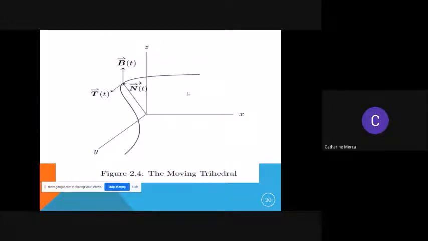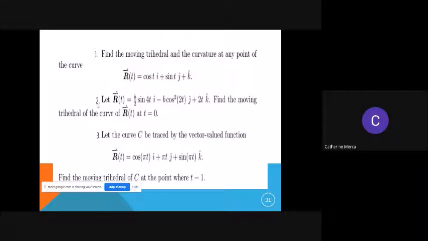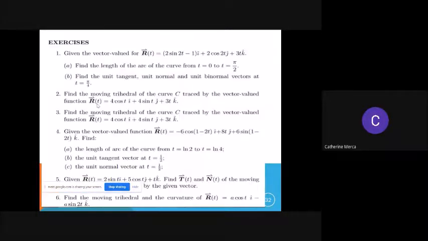Ito yung itsura ng moving trihedral ninyo, no? Kung meron kayong vector function, then ito yung vector function ninyo, meron kayong tangent sa vector na yon, meron kayong normal vector, perpendicular, at saka ito, binormal is supposed to be your this vector ito. Normal, and then you have your binormal. Then you have your tangent. May solution ba itong 31?